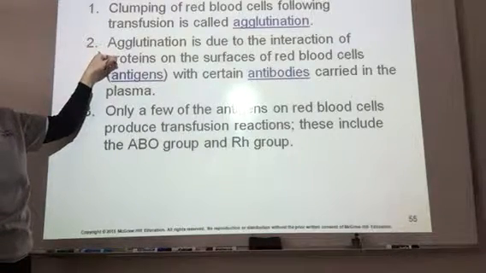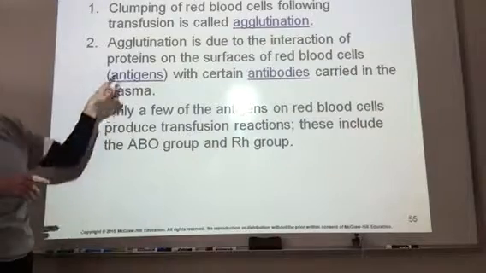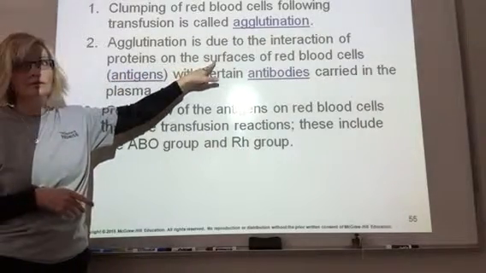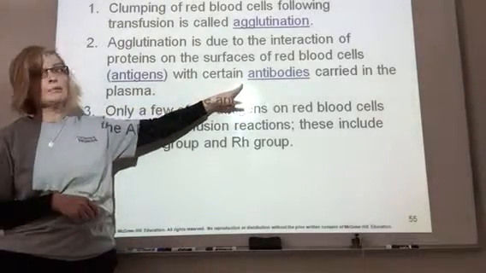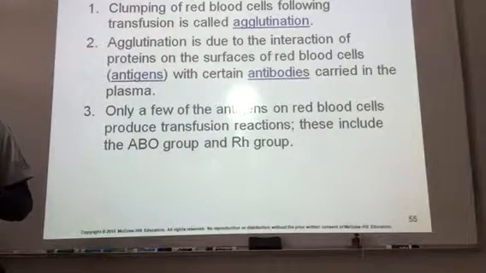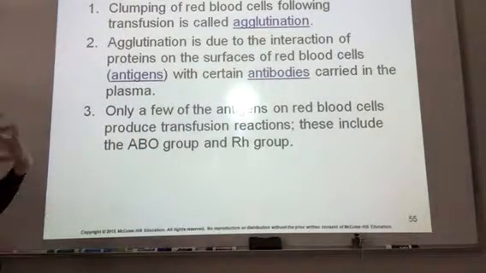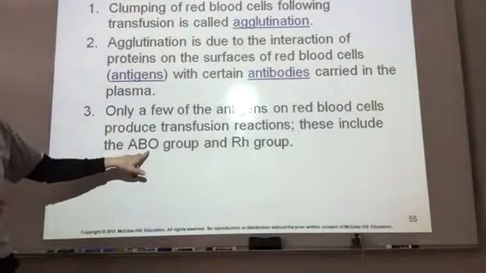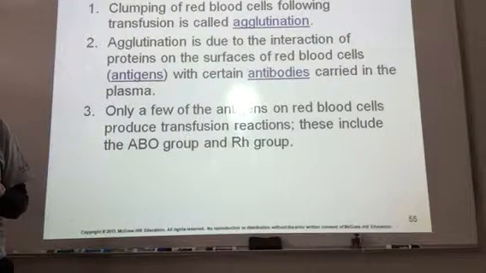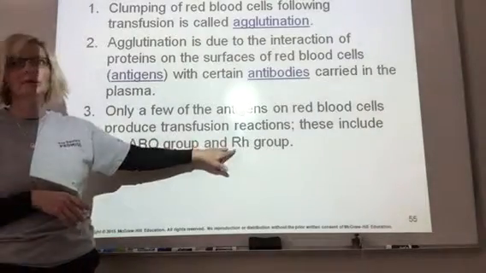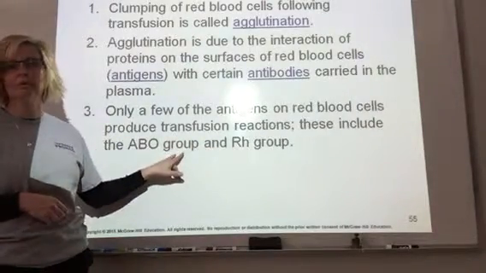So agglutination happens because of the interaction between proteins on the surface, those are your antigens, antigens are on the surface, and antibodies that are found in your plasma or in the bloodstream. And we'll look at a picture that shows that also. Only a few of the antigens on the red blood cells produce transfusion reactions. It's the ABO, and this is where your blood type comes from. You have more antigens than ABO and RH, but these are the ones that cause blood to clot.